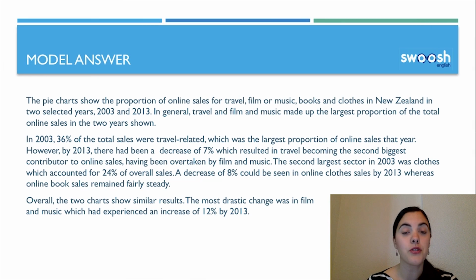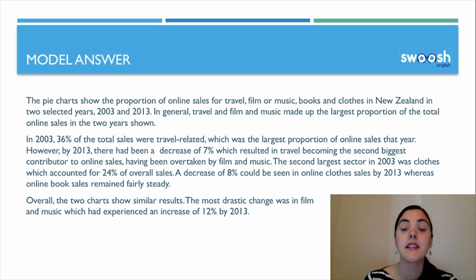It is well structured, it's the correct number of words, and it does answer the question. So, "the pie charts show the proportion of online sales, tick, you've said online, for travel, film or music, books and clothes in New Zealand in two selected years, 2003 and 2013." All you have done in this first sentence is basically rephrase the question and specify that you have understood the very specific information you have been given.